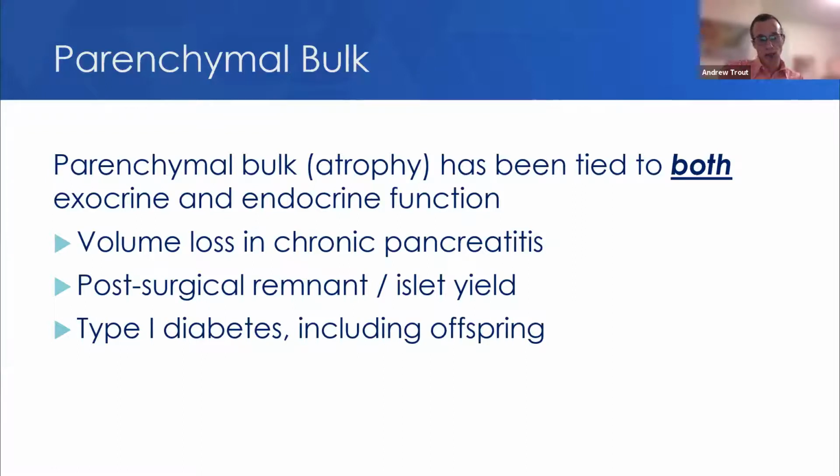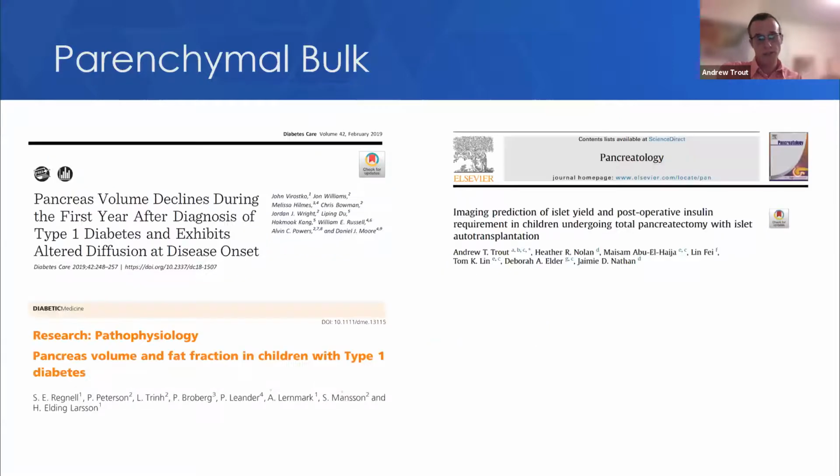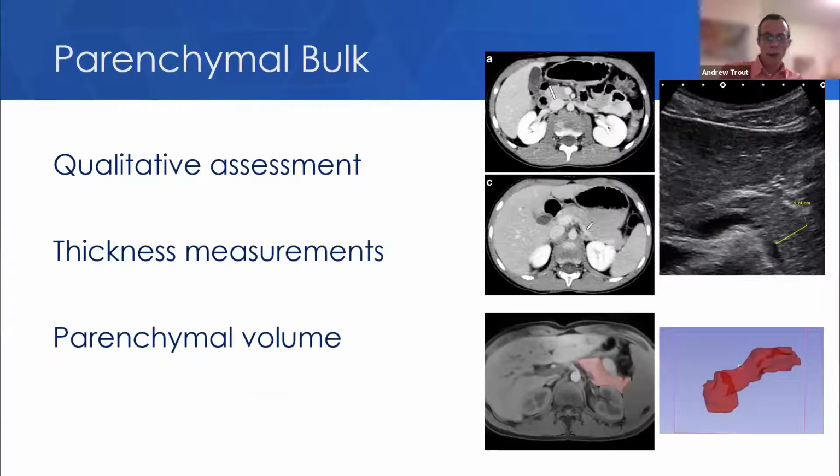in patients undergoing pancreatectomy with islet cell autotransplant. And parenchymal bulk has also been linked to type 1 diabetes. And interestingly, they even see lower than normal volumes in the offspring of patients with type 1 diabetes, even before those offspring demonstrate any signs of having type 1 diabetes. Here are just a few of the papers that are out there in the literature, included in the slide set for your reference, but there are many more tying parenchymal bulk or parenchymal mass back to both exocrine and endocrine function. So how do we go about measuring parenchymal bulk or parenchymal mass?